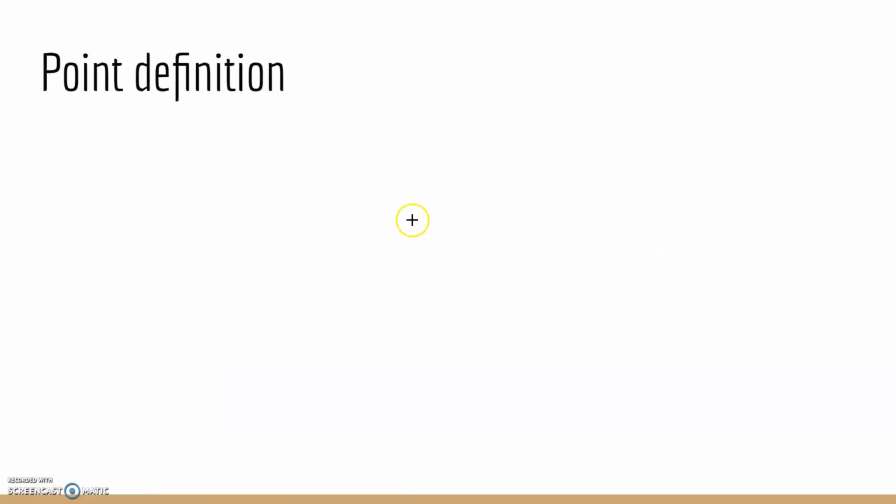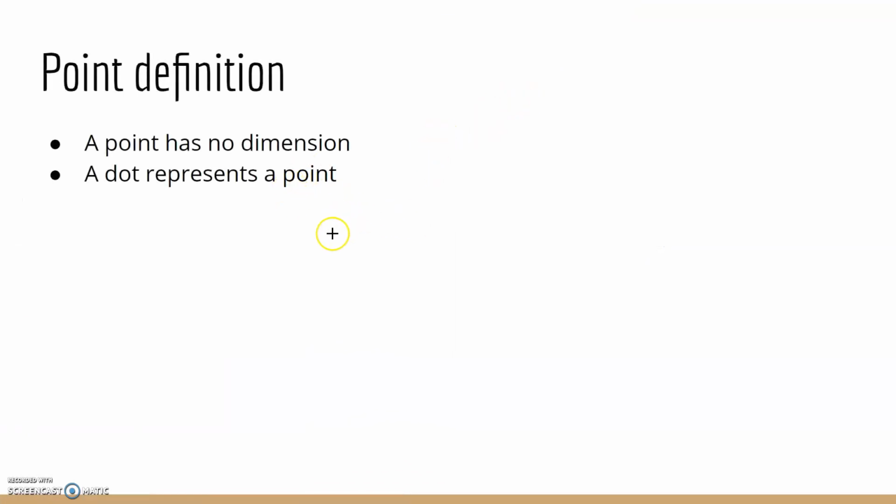Starting off with our point, a point has no dimension and a dot represents a point. So there's our dot and then there's going to be a letter to represent the dot or the point. We're going to need to really remember the definition of a point because we're going to be using this further on in this lesson and lessons to come forward.